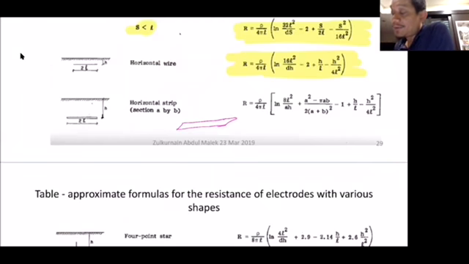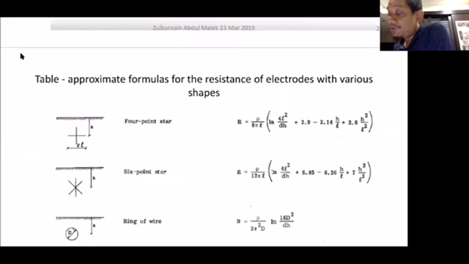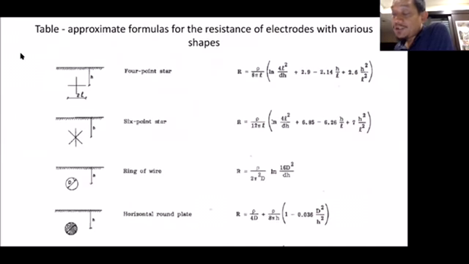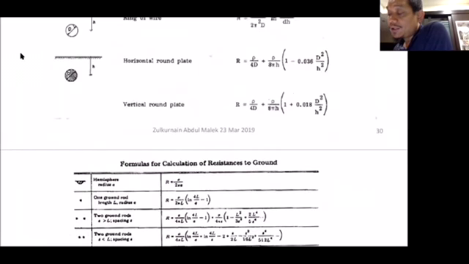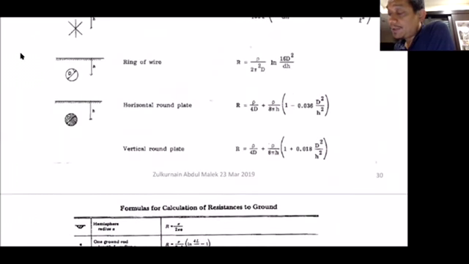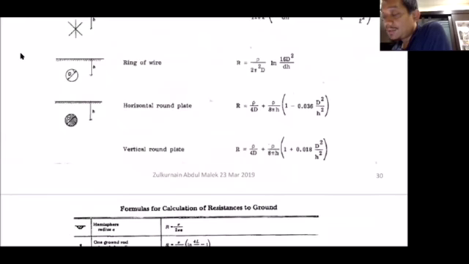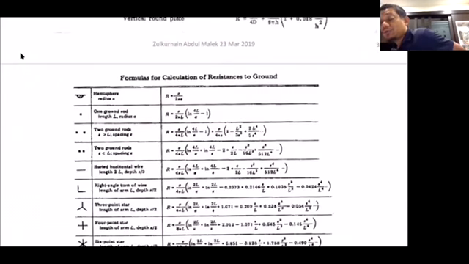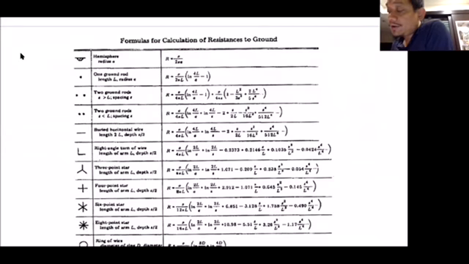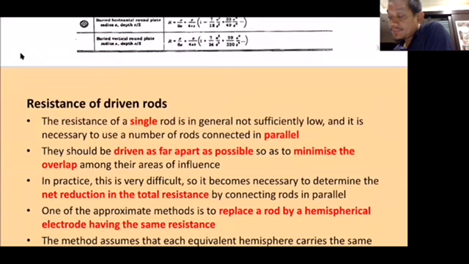All right. So you have many formulas here. You can put a star, 4-point star, 6-point star, a ring, horizontal round plate, and so on. Vertical round plate. Horizontal means the plate is horizontally aligned. Vertical means it's vertically aligned in the soil. So you have the whole range of formulas. This one you just derive, and the rest.